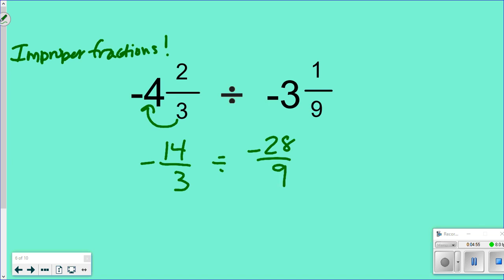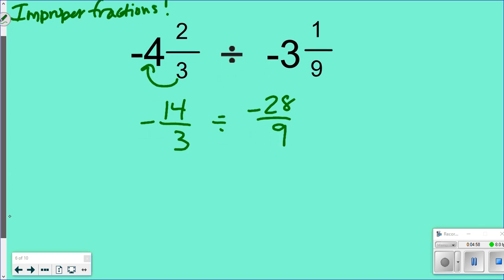Some people try to do their improper fraction and flipping all at the same time, and a lot of times they don't do it correctly. So I'm going to show you just doing it in steps. So I just did improper fractions first.